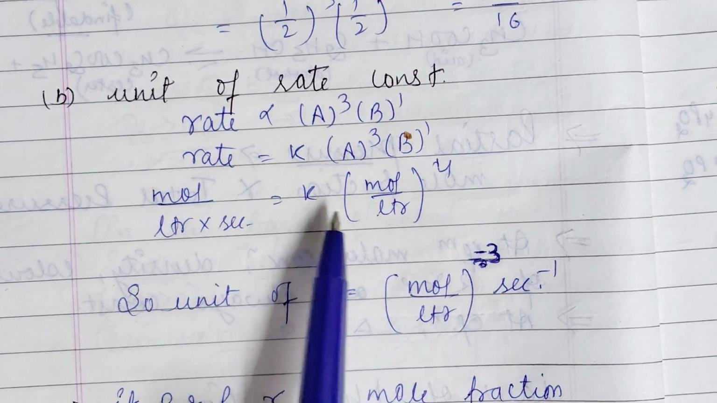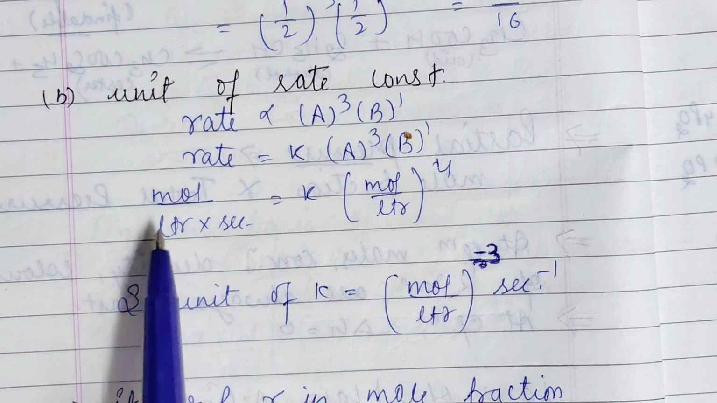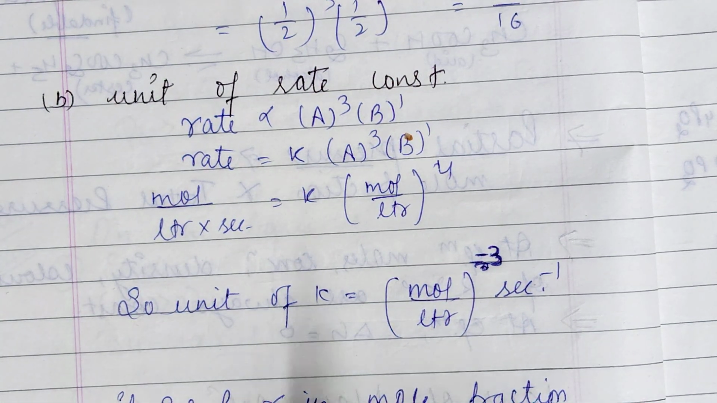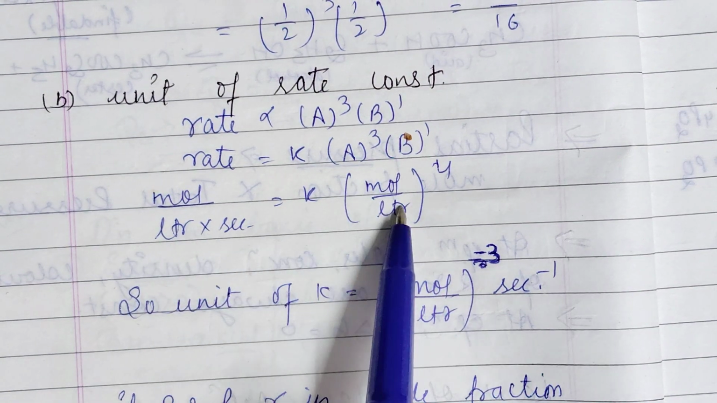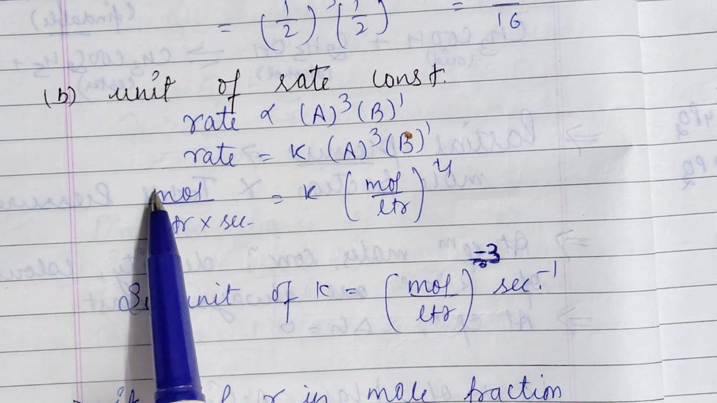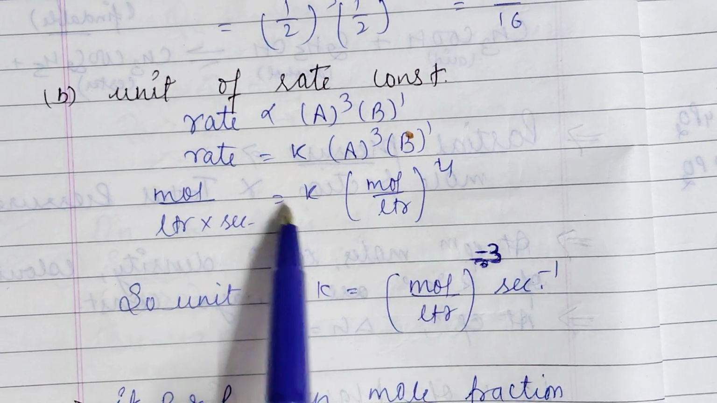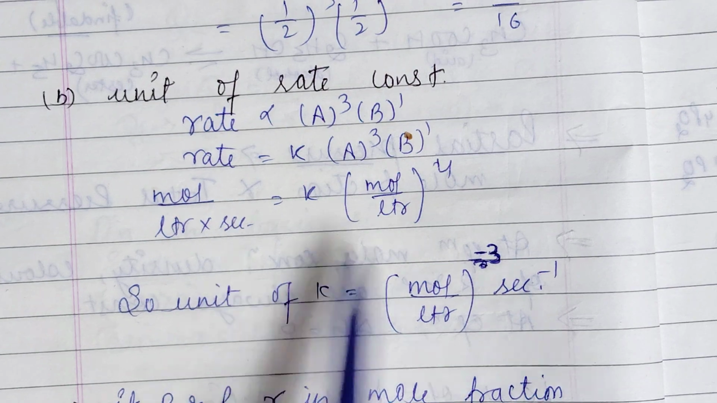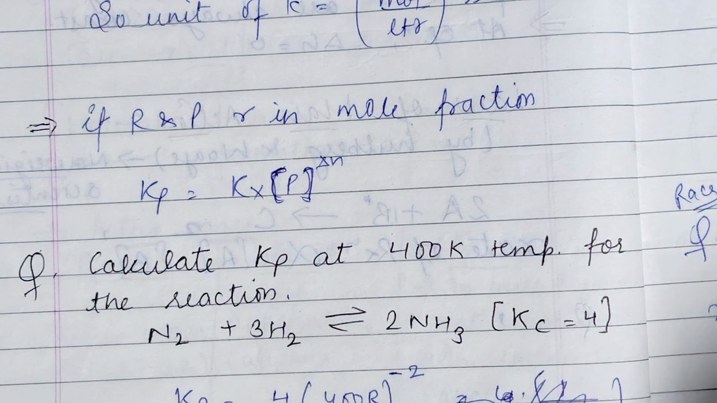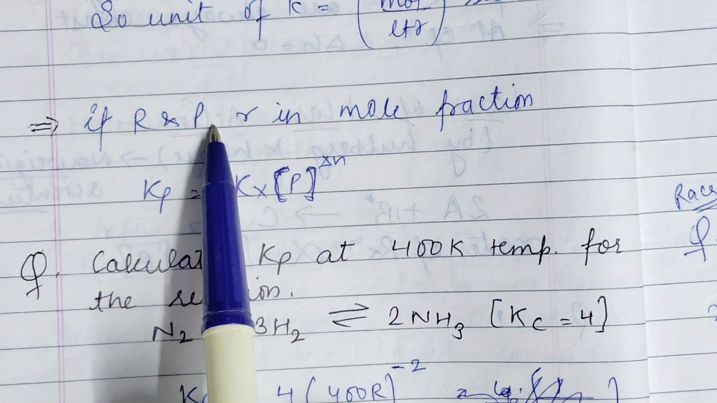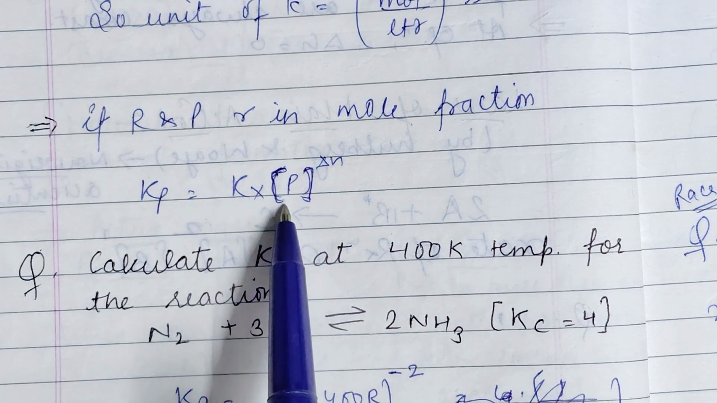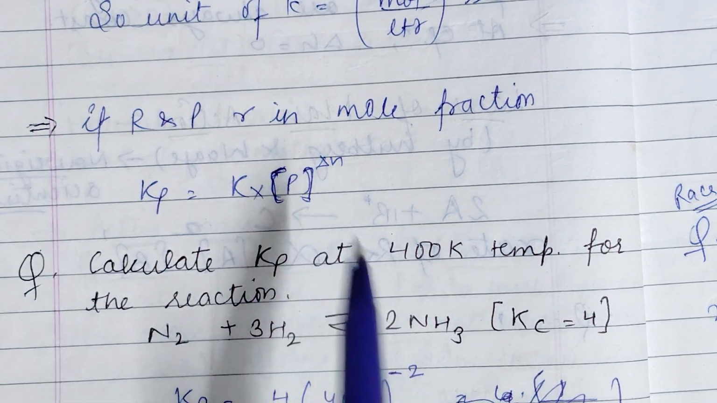We find K by using the cross multiply method. In another way, mole upon liter power 4 reduces to power 3, and when it goes to the other side, its power becomes minus 3. And 1 upon second is written as second power minus 1. If R and P are in mole fraction, then Kp equals K concentration P power delta N.